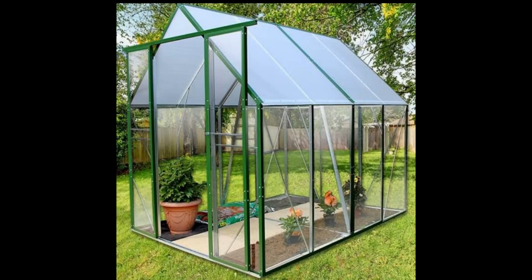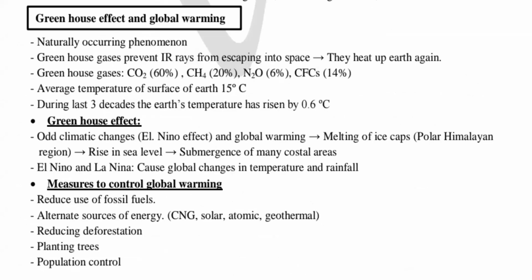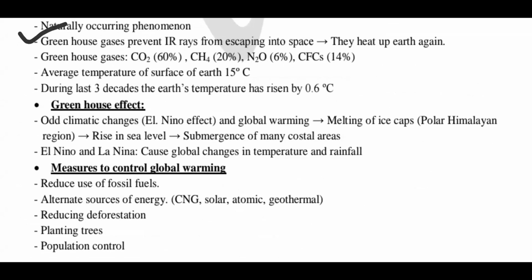Next, the greenhouse effect is a naturally occurring phenomenon. Remember, it's not artificial, but a naturally occurring phenomenon that is responsible for heating the earth's surface. Okay, this is responsible for heating the earth's surface. For that, these greenhouse gases are required. It is a totally naturally occurring phenomenon. This line is very important: naturally occurring phenomenon. How do these greenhouse gases help to warm the earth's surface?